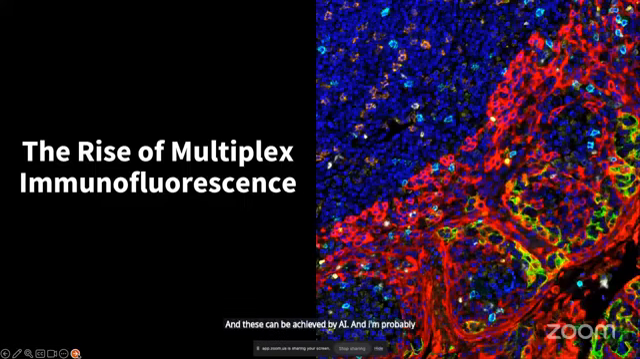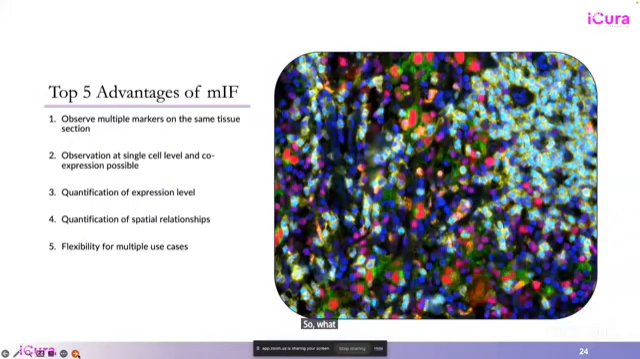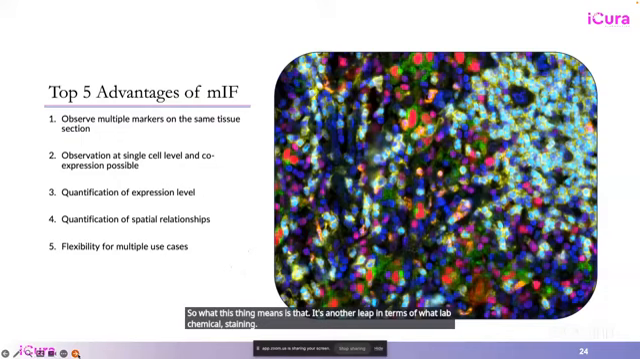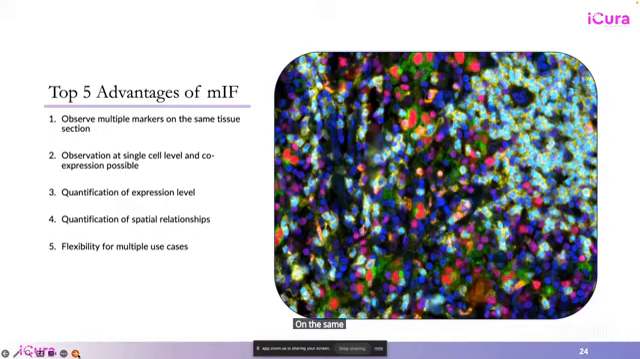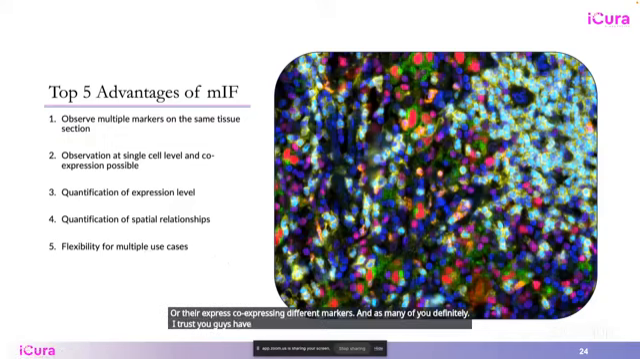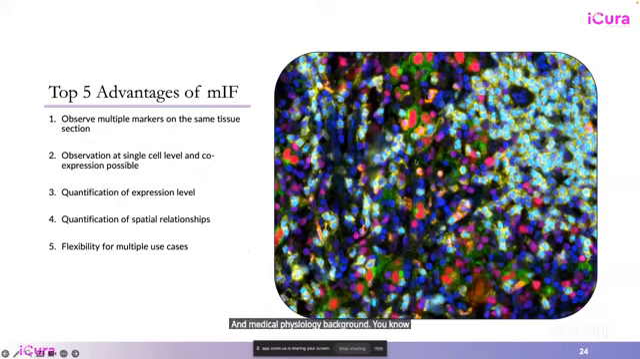And I'm probably going to skip a little bit on multiplex immunofluorescence, maybe give it 30 seconds. What this means is that it's another leap in wet lab chemical staining advancements over the traditional H&E or the single brown color immunohistochemistry. Now, on the same slide, you can stain multiple markers with different colors so that you can see every single cell, whether they are expressing just one marker or co-expressing different markers. And as many of you have biology and medical physiology backgrounds, I trust you know how exciting and important this could be.